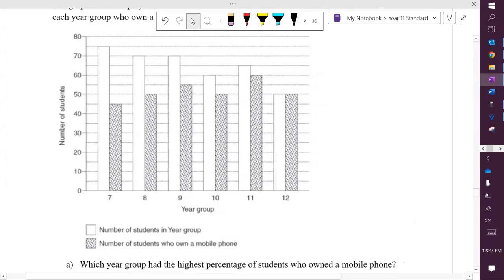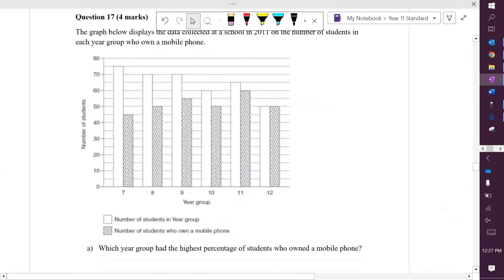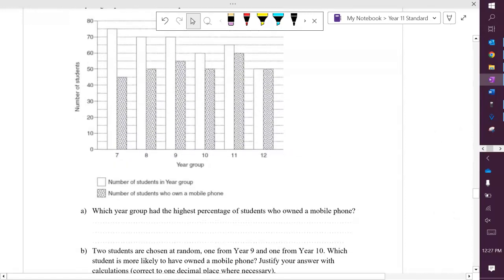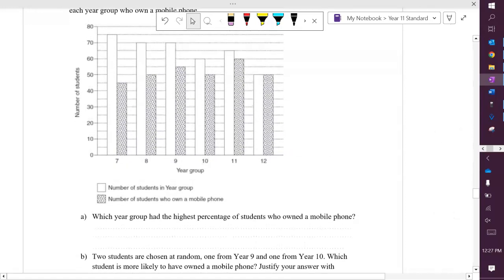So if we look at that and then try to answer these questions, saying which year group had the highest percentage of students who owned a mobile phone, a lot of people just went straight to saying year 11 because it was quite close. But if you look here, year 12 is actually the one that has the highest percentage because the same number of students have a mobile phone as those who are in the year group. So this would be year 12 because they have 100% of ownership.